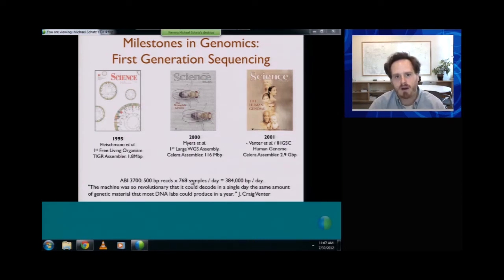That discovery was primarily enabled by improvements to biotechnology and compute technology. In particular, there was a famous investigator, Craig Venter, that went on the record saying that the automation was so revolutionary that it could decode in a single day the same amount of genetic material that most other DNA labs could produce in a year. So it was one of these orders of magnitude improvements to the biotechnology that gave rise to these first early genomes that were sequenced.